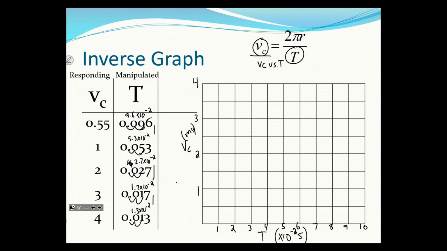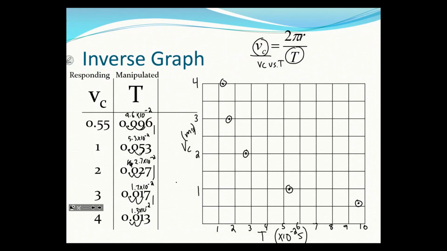So when VC is 0.55, this one's 9.6. And when VC is 1, we have 5.3. When VC is 2, we're at 2.7. VC is 3, we're at 1.7. And when VC is 4, we're at 1.3.